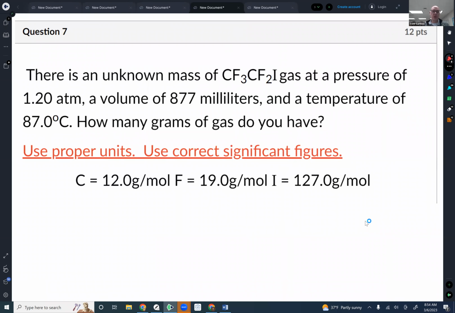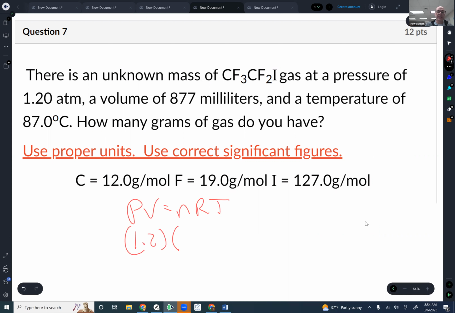How many grams do you have if an unknown gas is at a pressure of 1.2 atmospheres, a volume of 0.877, and a temperature of 87? So this is PV equals nRT. P in this case is 1.2. V in this case is 0.877. N, we don't know. We don't know N because we're looking for the mass, so we don't know the number of moles. Otherwise, it'd be a straightforward conversion.